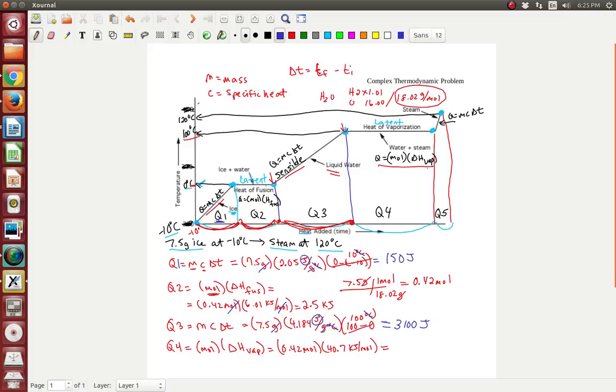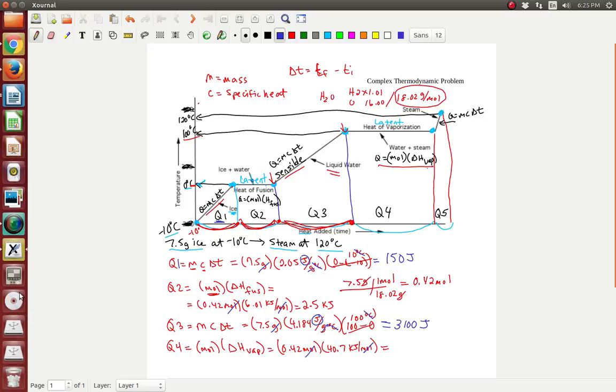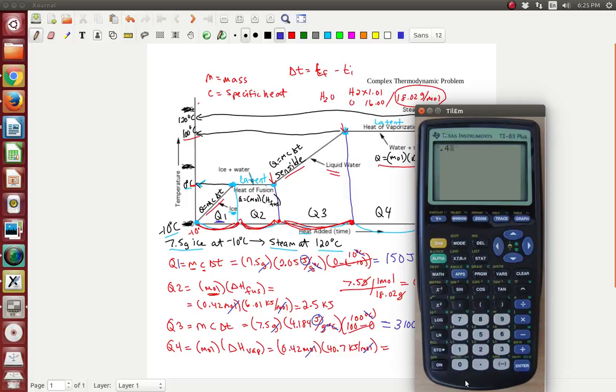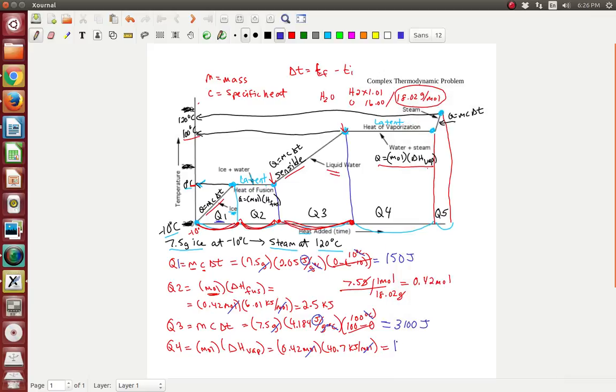All right, moles cancel, and we just have to multiply that out using our calculator again. 0.42 times 40.7 is 17. With two significant figures, 17 kilojoules. That's Q4. So we've gone from here, added 17 kilojoules to get to Q5. Now we have to go just a little bit farther, and this again is a sensible heat area, so we'll use Q equals MC delta T. So Q5 equals MC delta T. The mass is 7.5 grams.